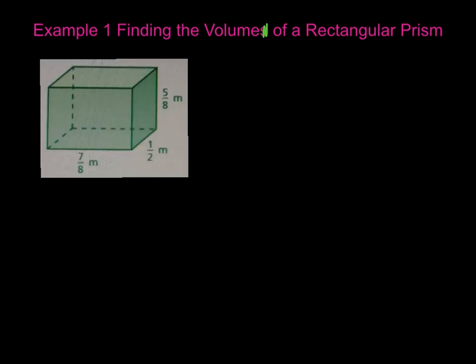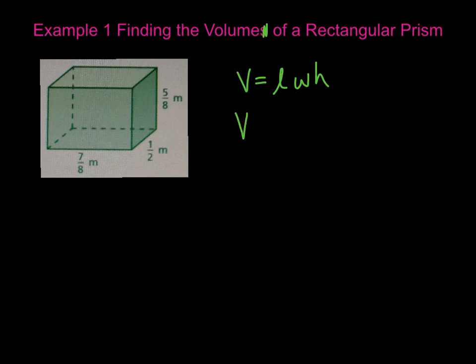Example 1, finding the volume of a rectangular prism. Alright, here we go. So your directions would say find the volume of each prism, and you would have something that looks like this. Okay, so this is how I want this set up. Just like when we used to write all of our A's, this time we're going to write all of our V's. So if this is the figure, the rectangular prism I'm working with, I'm going to start with writing V equals. I'm going to write the formula every time. Length times width times height. You better get used to doing that because you're going to do it a lot next year.